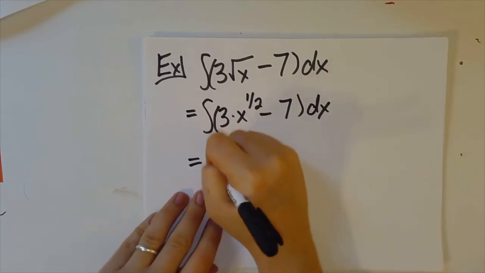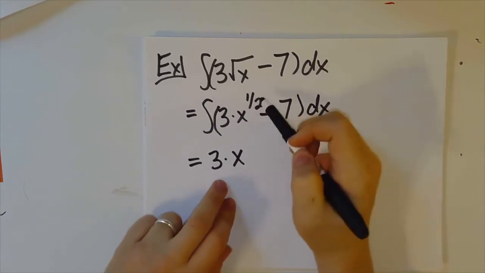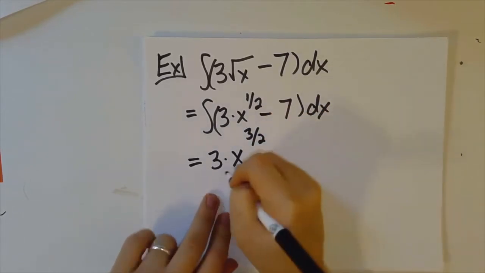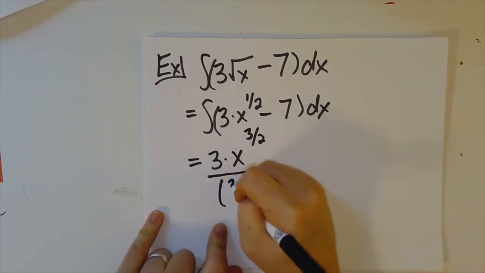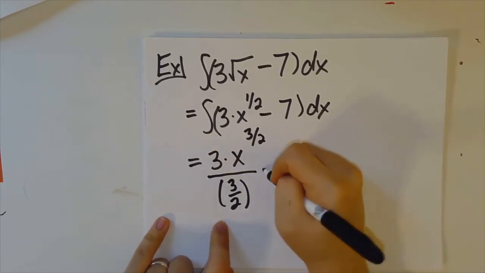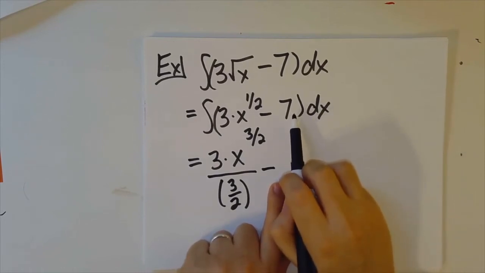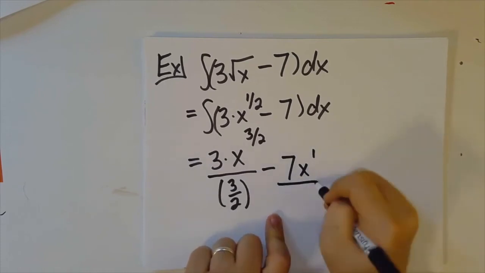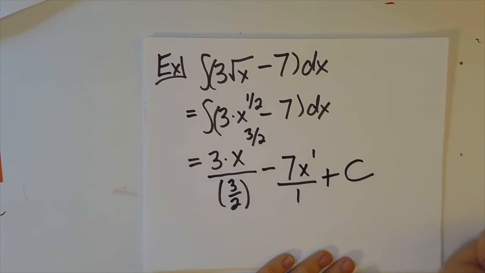So this is going to be 3 times x to, and so now I have to add 1 to a half. So when I add 1 to a half, that'll give me 3 halves. And now I have to divide also by 3 halves. Minus, and then remember I think of 7 as 7 times x to the 0. So this will be 7x to the 1 over 1, plus c.